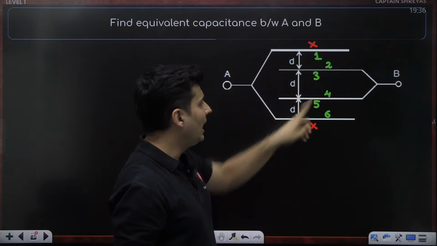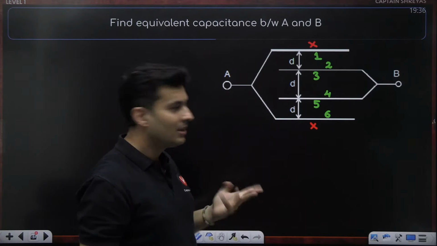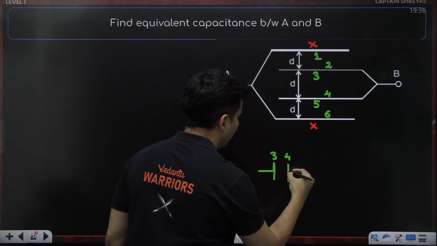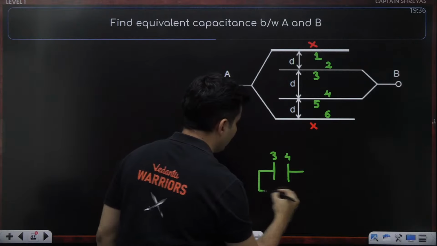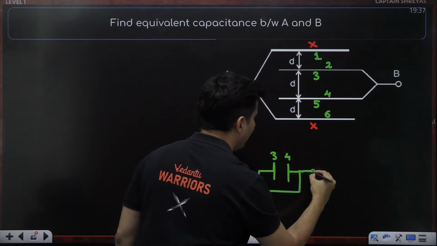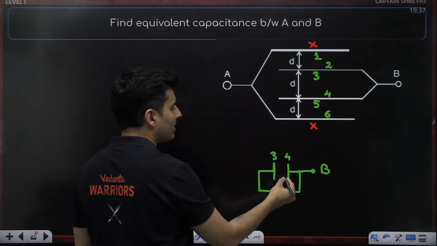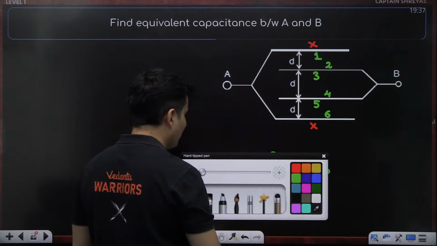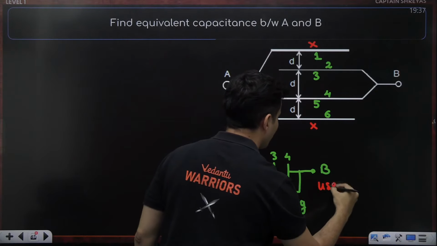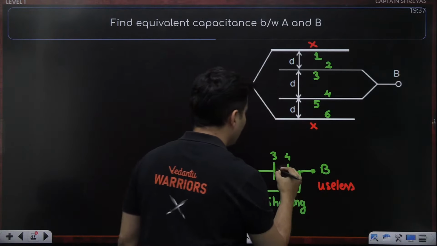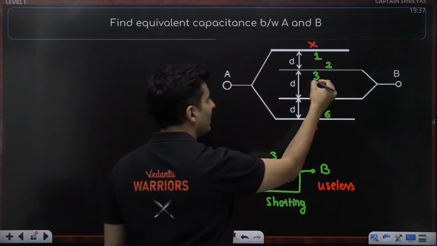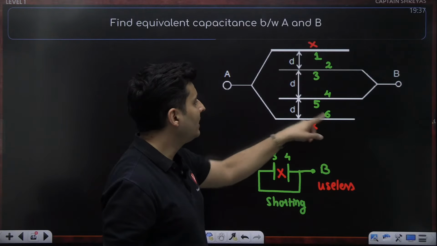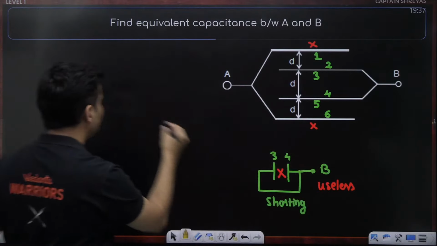So 3 and 4 ideally should not make a capacitor. Think like this. If this is plate number 3, this is plate number 4, and both of them are connected to the same point B, it's basically shorting that capacitor. So it becomes completely useless. Ignore this capacitance. So between 3 and 4 also you ignore. So the only two capacitors will be C12 and C56. Let's see what happens.